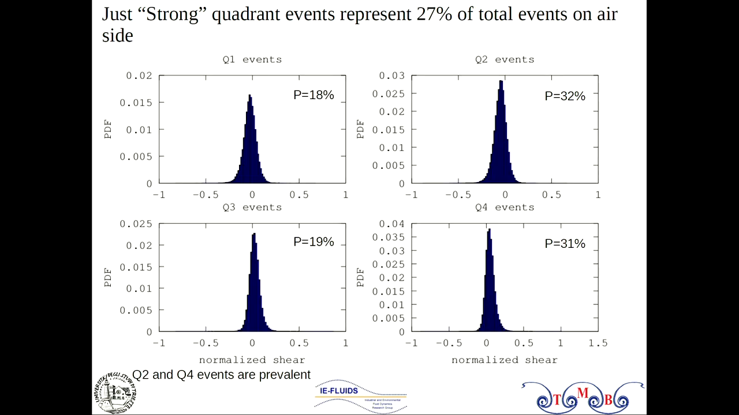Now, let's start defining the strong events without necessarily talking about the coupling. In this case, we find that strong events on the air side represent 27% of the total realizations on the viscous layer. We find that the ejections generate a negative stress fluctuation in the mean, whereas the sweeps generate a positive normalized shear fluctuation. That's what you should expect in the mean. Whereas the interaction events, their mean is approximately zero.